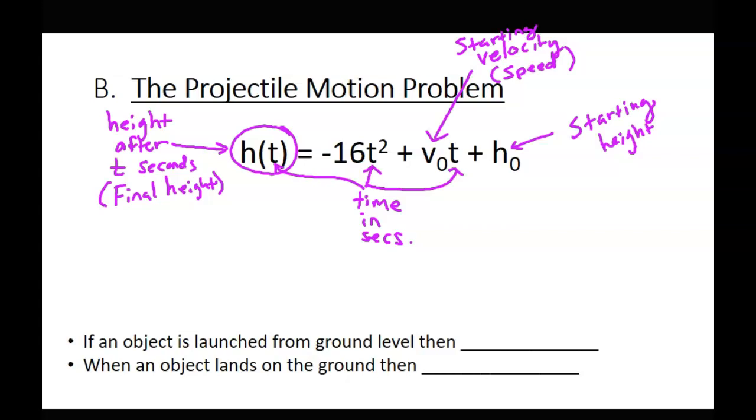What that negative 16 is, that comes from gravity. If we were on the moon, that number would be different. The gravitational pull of a planet or whatever depends on how big the planet is. The bigger it is, the more it pulls. What this represents is the gravitational pull of the Earth is negative 32 feet per second per second.